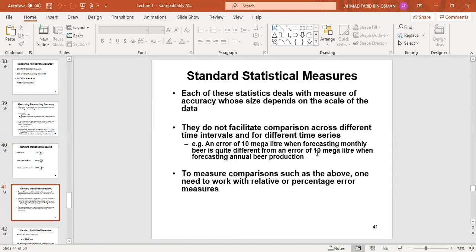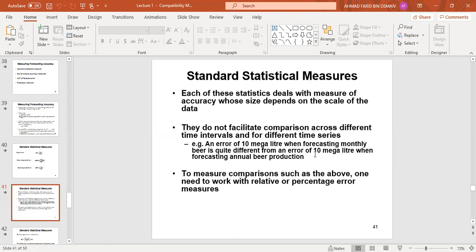But if you consider the two cases, when we produce a forecast for monthly data, the size of error in terms of percent is 10%, because the actual value is 100. The size of error is 10 out of 100, so it is 10%. The forecast error size is 10%.